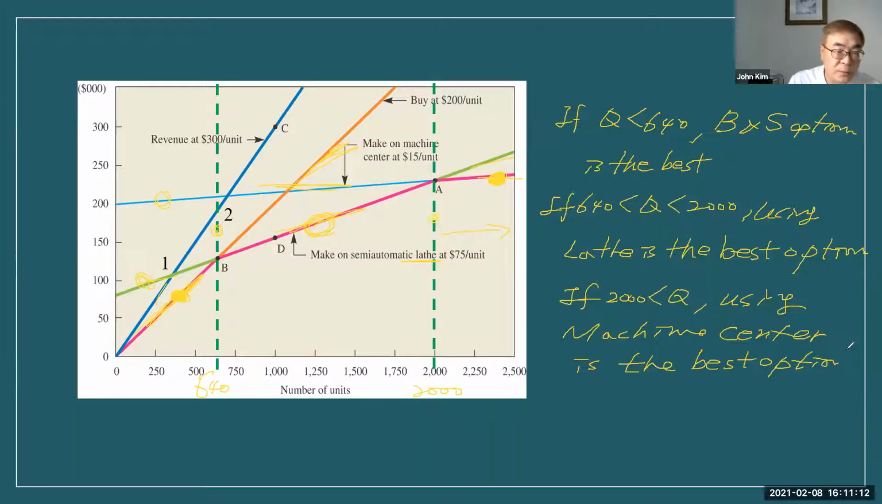So to solve this kind of problem, we need to find 2 points. And usually, if there are three options, then there are three crossing points. But this point doesn't matter. So find the left and right points, and then based on what boundary, then less than this range, and between, and then greater than. And then which one is the lowest, and then based on that, find which one is the best option.